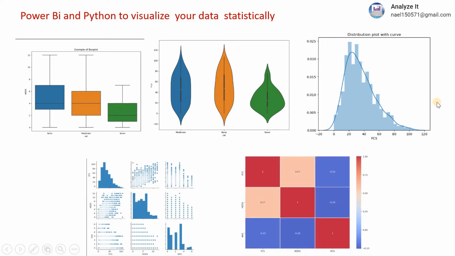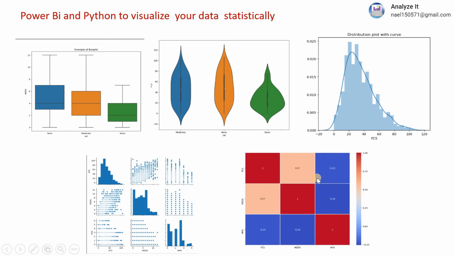For example, you can do some correlation analysis. That one is a heat map correlation showing you the correlation between different variables. And you can also have some cool charts showing you not only the correlation but also the distribution. All of these kinds of cool charts are available in Python, and Python is now integrated in Power BI.